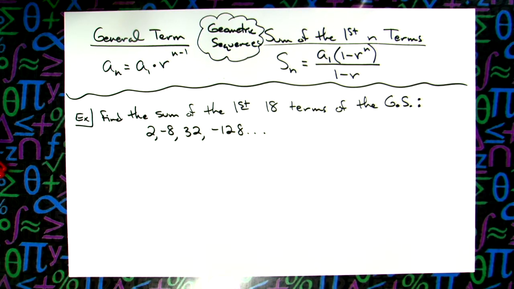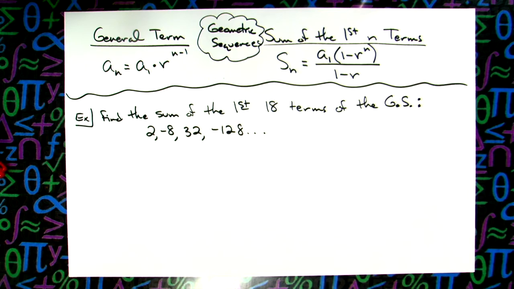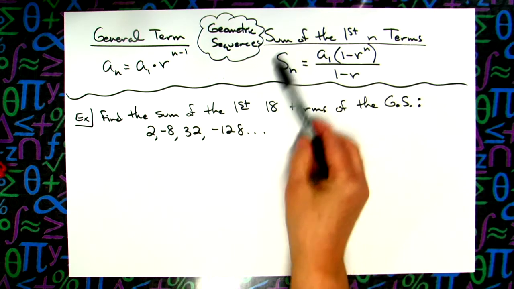Alright, so it's asking for a sum. And it told you it's the geometric sequence. Alright, so sum geometric sequence. That means that I'm going to be wanting to use this formula right here.